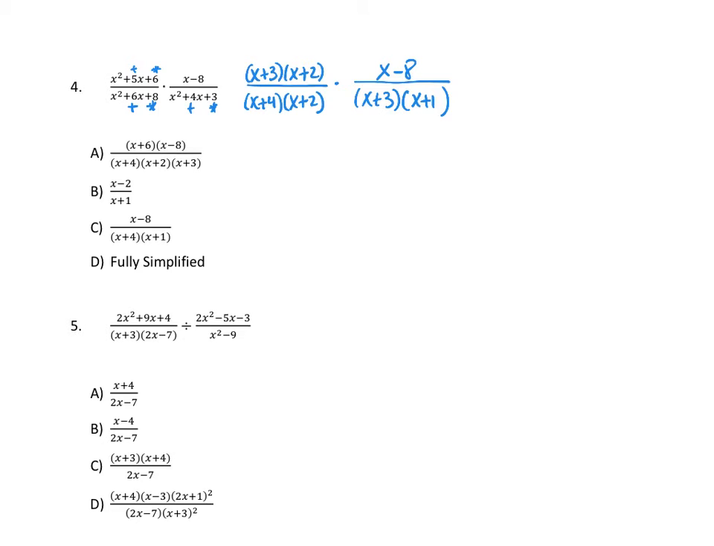Once I factor everything, I'm going to work on simplifying by dividing. So I'm going to divide x plus 3 and x plus 3. I'm going to divide x plus 2 and x plus 2. So what that's going to leave me with is an x minus 8 on top and an x plus 4, x plus 1 on the bottom, which will be answer choice C.